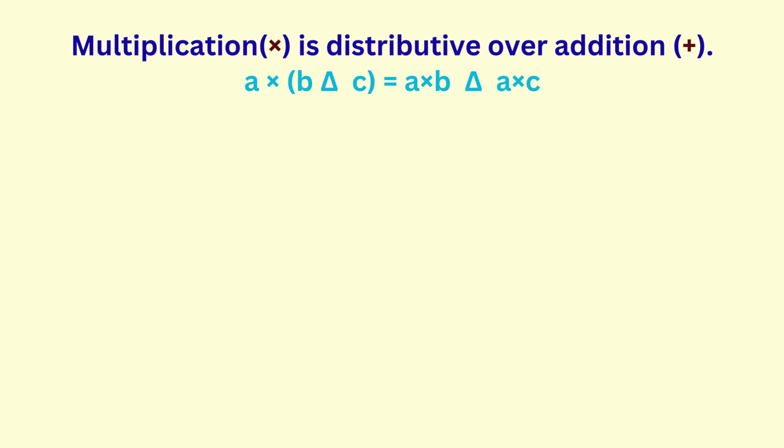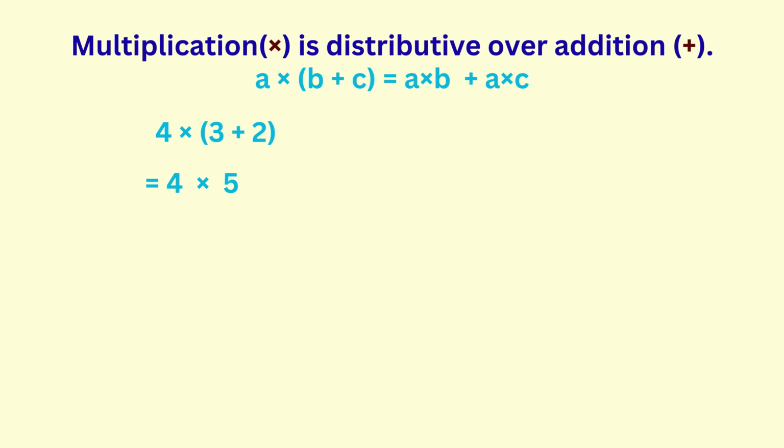Let's begin with a familiar example. Multiplication is distributive over addition and subtraction. Take, for example, 4 times (3 plus 2). One way to calculate this is to work out what's inside the brackets first. That's 5, and 4 times 5 is 20.